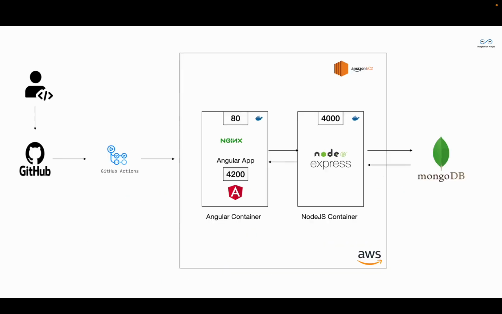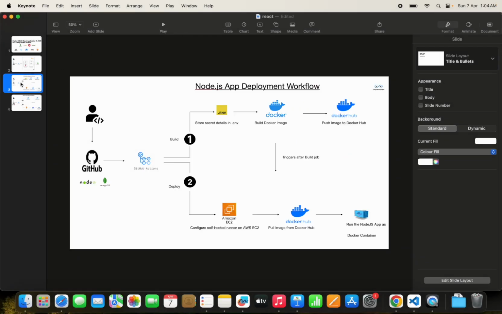So the final setup will look like this. We will deploy both applications in the EC2 environment, and one will be Docker. We will have two Docker containers running in our EC2 instance. One is for the Angular and one is for the Node.js application, front end and back end. We are going to expose some ports there, and the backend will be connecting to MongoDB. So this is overall what we are going to do.